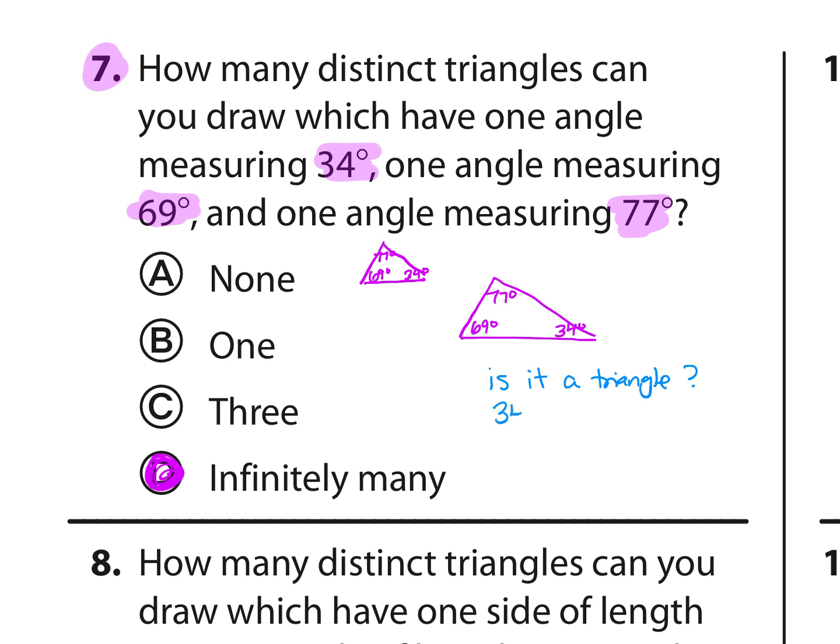But do 34 plus 69 plus 77 add up to 180 degrees? And so we would add those together, and they do add up to 180 degrees. So yes, it is a triangle, but it's not unique.